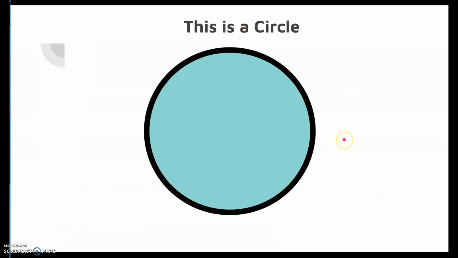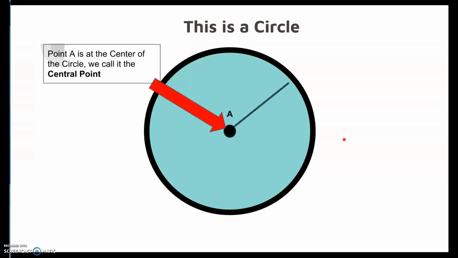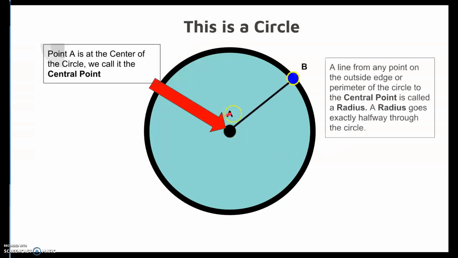Okay, this is a circle. Alright, so we're going to put this point here in the middle. And this right here is what we call the center or central point. So that's right at the center of the circle, and I just call it A. When I say name that point, just write down A. It's point A.